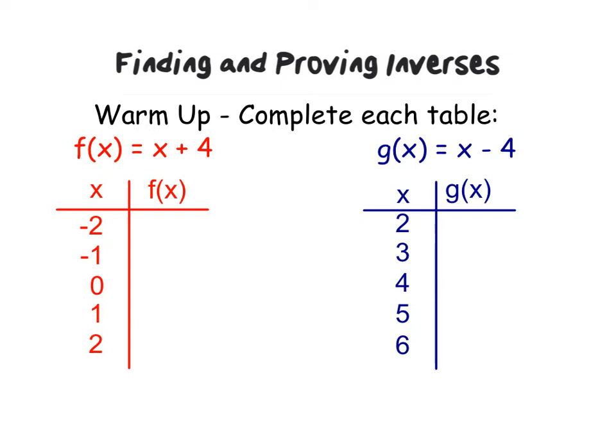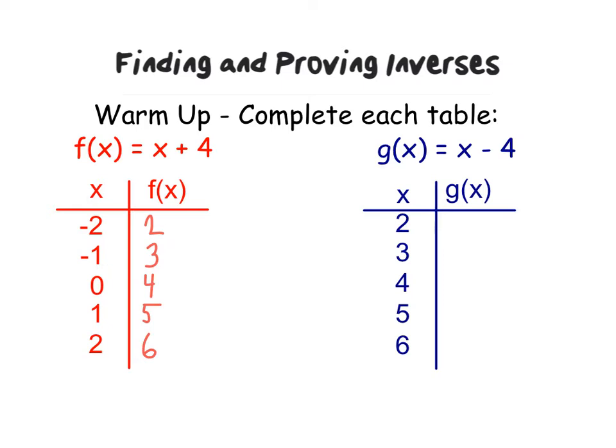So if I have negative 2 for x, negative 2 plus 4 is 2. Negative 1 plus 4 is 3. 0 plus 4, 1 plus 4, and 2 plus 4. Okay? Let's look on the other side here and take a look at g of x.